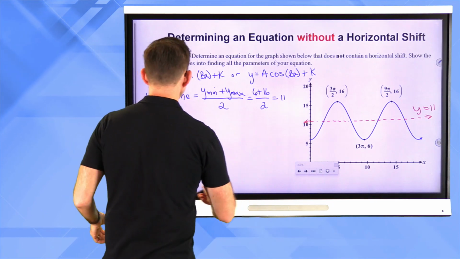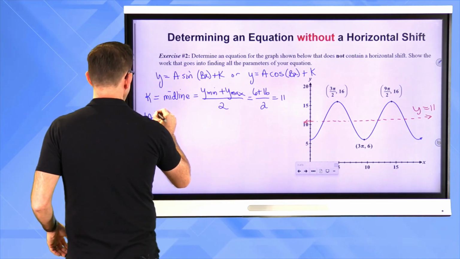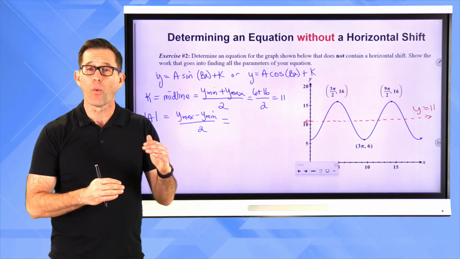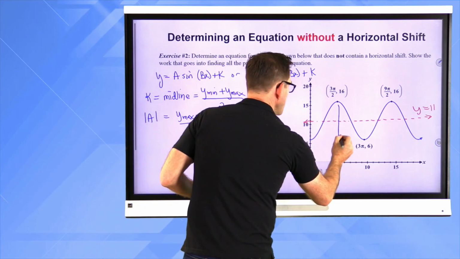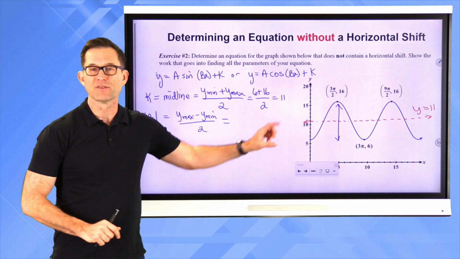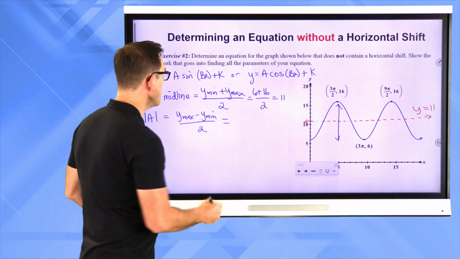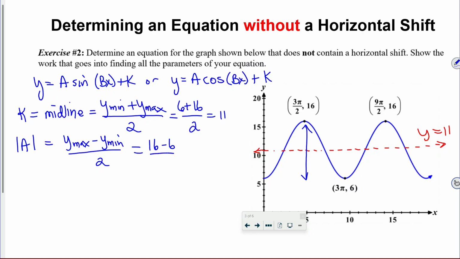Another way of finding the amplitude, if you really, really love formulas. Now again, this is the absolute value of a, not necessarily a, but it will always be y max minus y min divided by 2. You see, if I take the maximum y value and I subtract the minimum y value, that will always give me this distance, right? So that distance is always found by taking the maximum minus the minimum. In this case, that's 16 minus 6 divided by 2, because we only want half of it. That's 10 divided by 2. And that's an amplitude of 5.